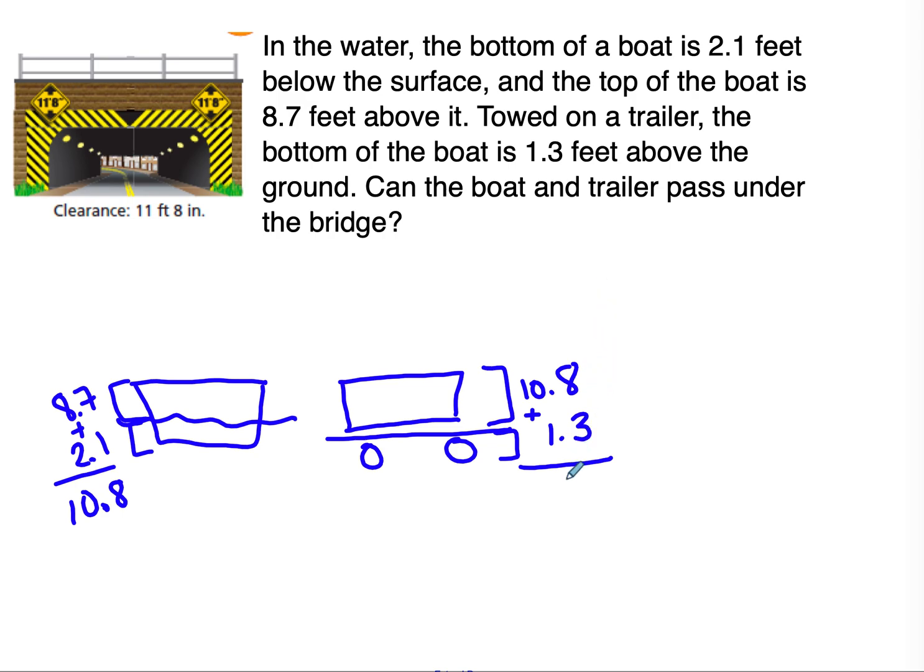Okay, so now I'm going to add. 8 plus 3 is 11. 1 plus 0 is 1, plus 1 is 2. Bring down that decimal. Bring down my extra 1 here. 12.1 feet is my answer for the height of the boat on the trailer. Can the boat and the trailer pass under the bridge? No. This is 11 feet 8 inches. This is more than 12 feet. So no, it's not going to work.